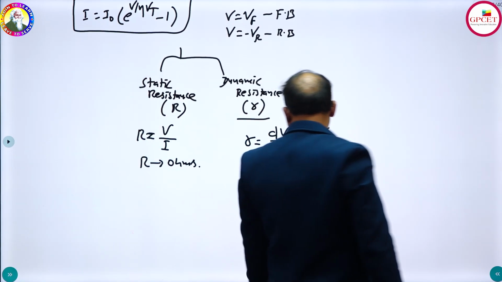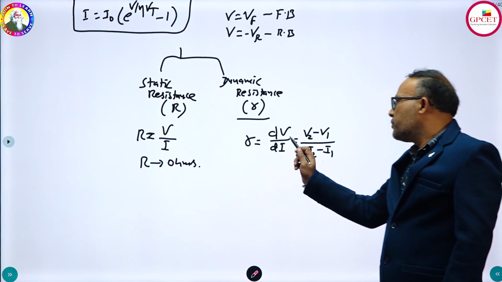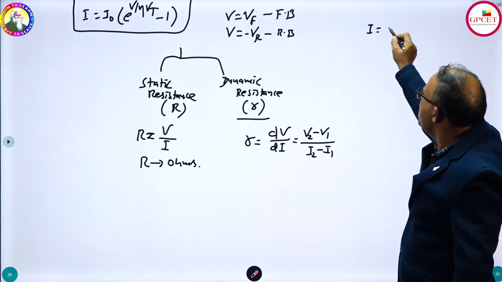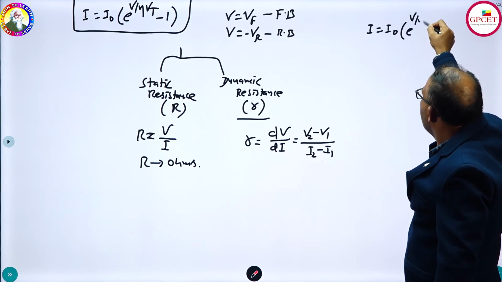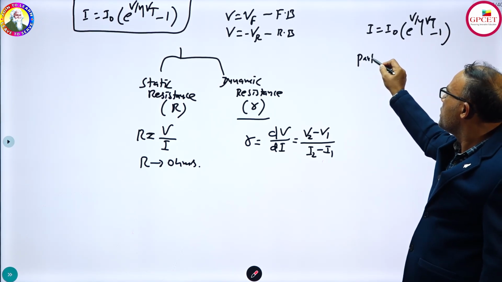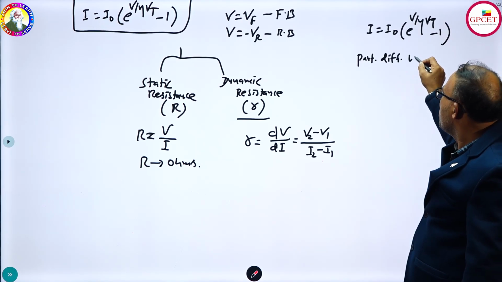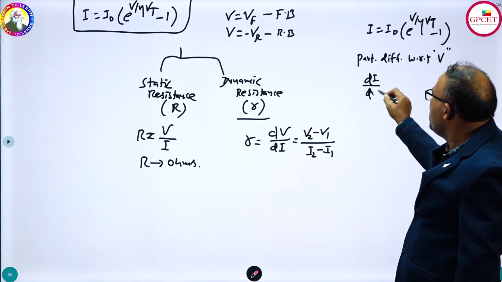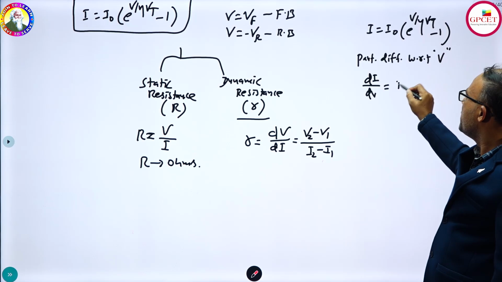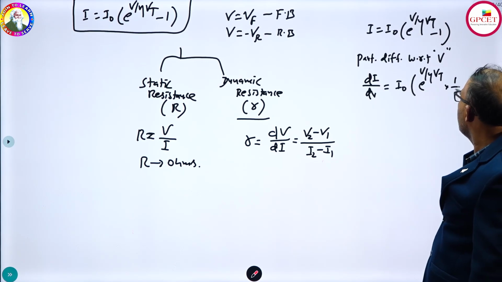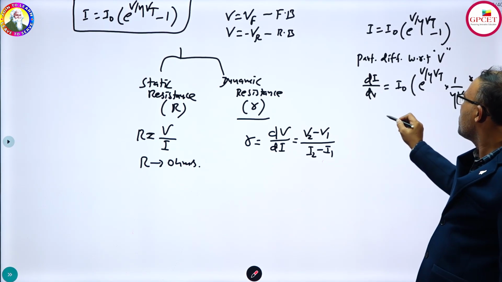r is equal to dV by dI. So we can differentiate the current with respect to voltage. I have the diode current equation as I is equal to I naught e power V by eta Vt minus 1. So partially differentiate the above equation with respect to V. What I get here is dI by dV is equal to I naught into e power V by eta Vt into 1 by eta Vt minus the derivative of the constant, which is 0.